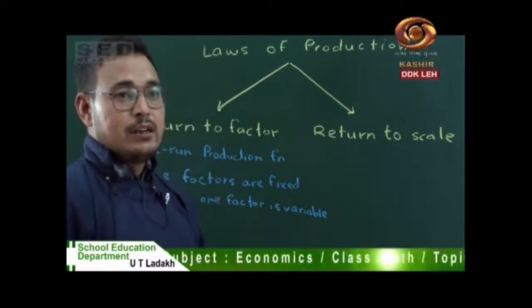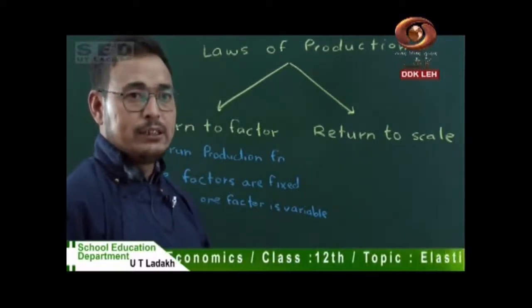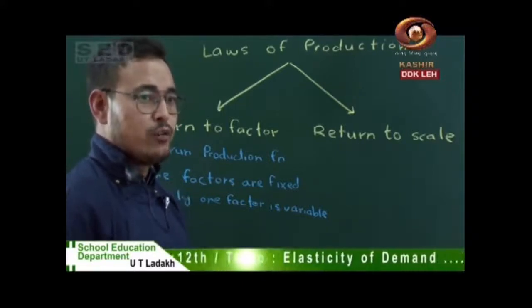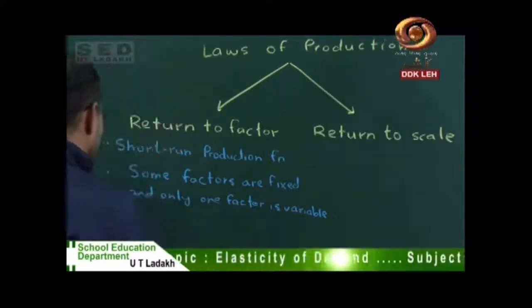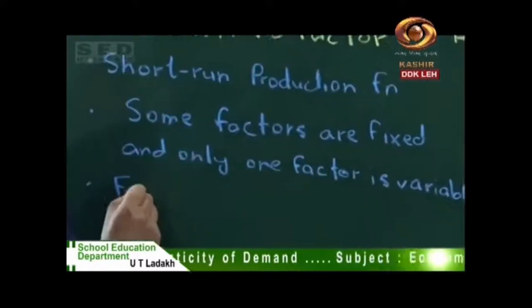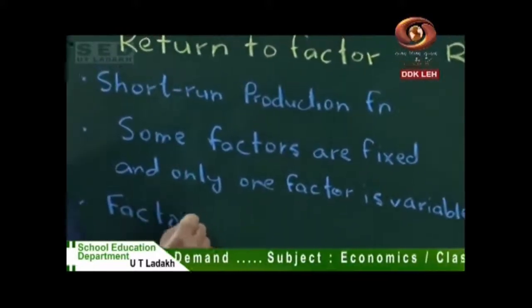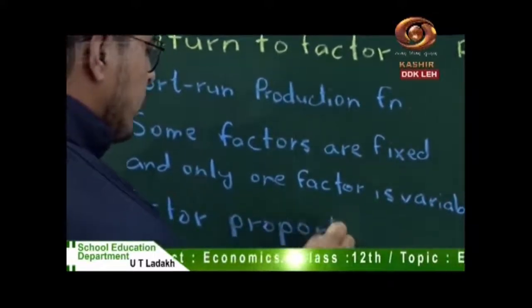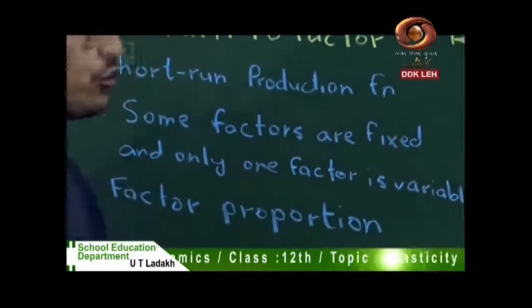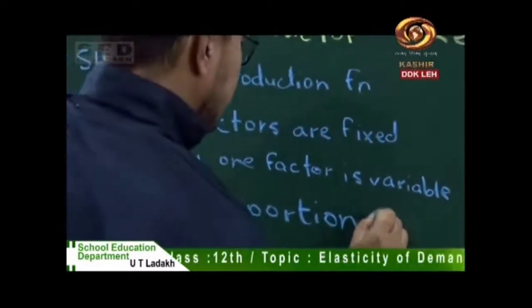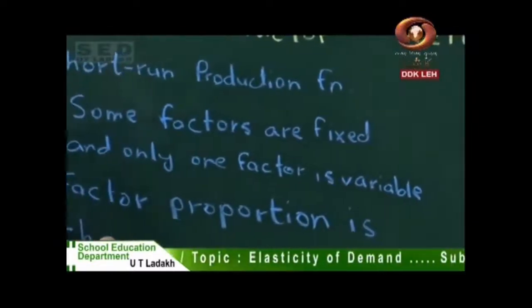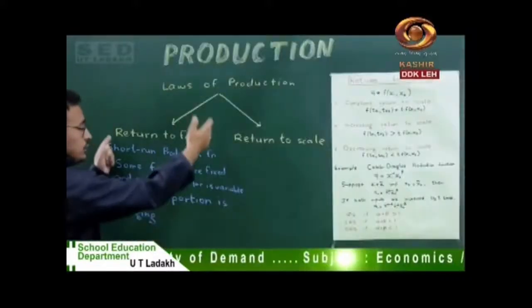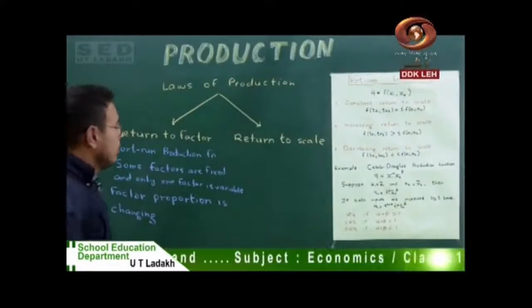In the earlier cases, we studied that labor is flexible and capital is fixed, which is the classic case of the short run production function. Over here, the factor proportion, the K by L ratio, is changing. That's what we studied till now.